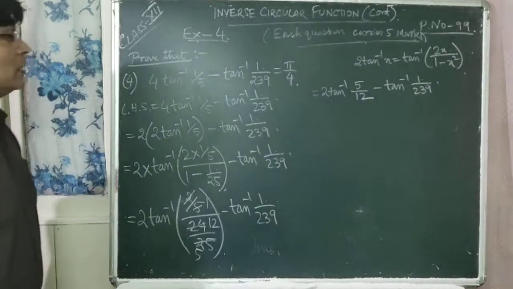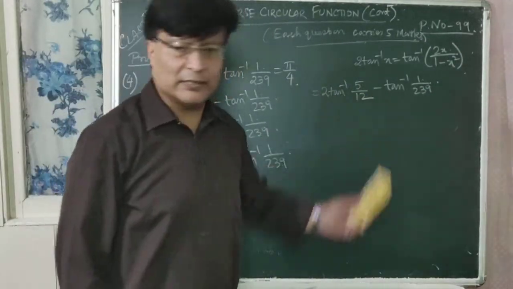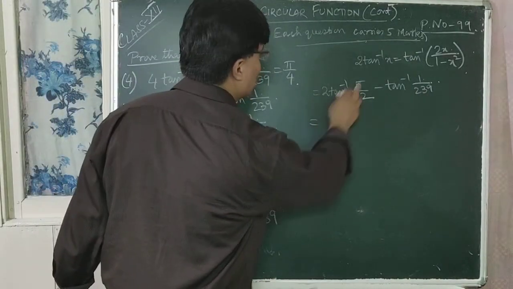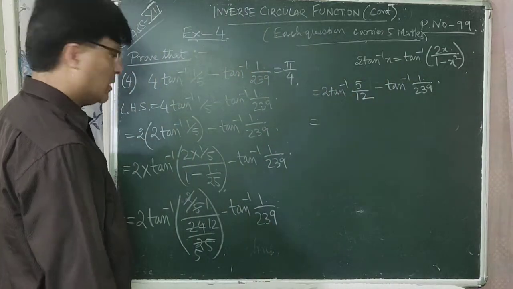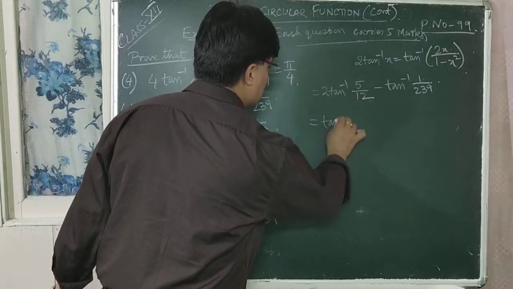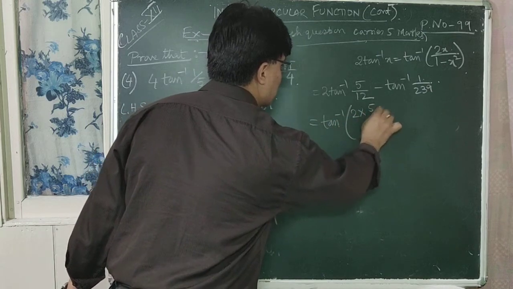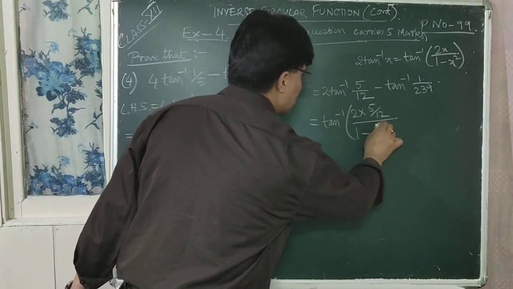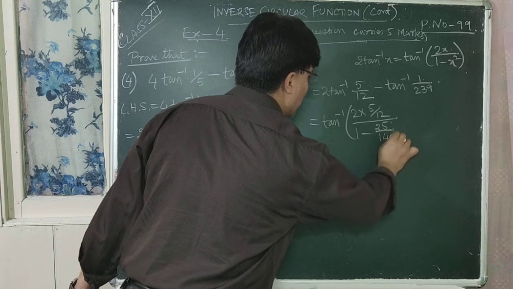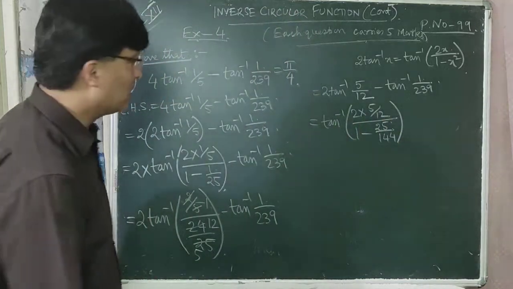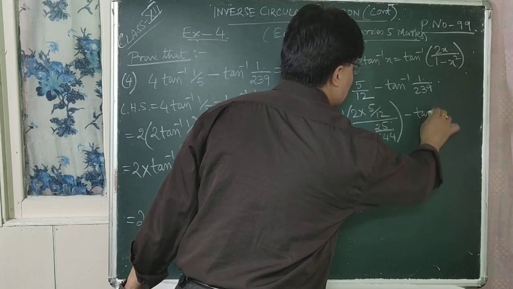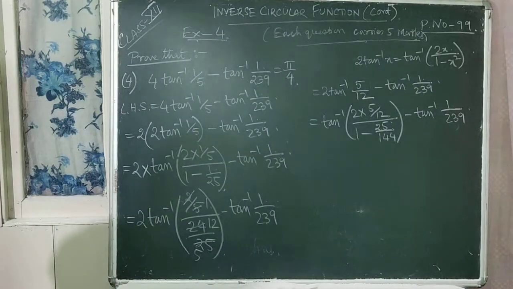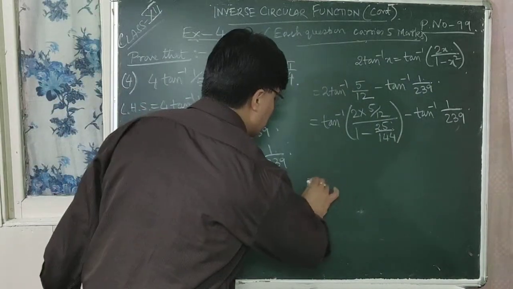Is it clear? Now again you can use the formula of 2 tan inverse x here. Now 5 by 12 you should take it as x, isn't it? So again use the same formula here also. So now tan inverse 2 into x, 5 by 12 divided by 1 minus, what is x square? 5 whole square, 25 divided by 144. Bracket closed. Then write down minus tan inverse 1 upon 239.